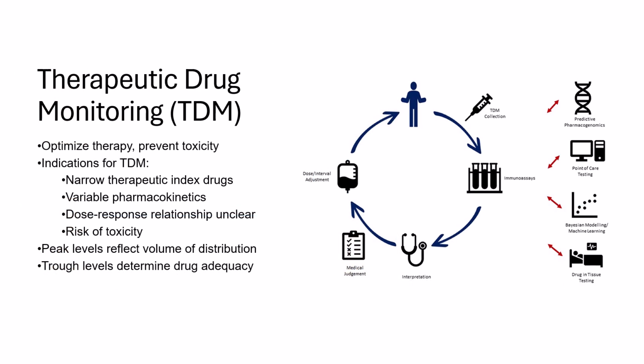The purpose of TDM is to optimize therapy and prevent toxicity by measuring drug levels and adjusting doses accordingly. Indications for TDM include drugs with narrow therapeutic indices, variable pharmacokinetics, unclear dose-response relationships, and high risk of toxicity. Examples include aminoglycosides, vancomycin, phenobarbital, and caffeine. A key concept: peak levels reflect volume of distribution, while trough levels determine drug adequacy.